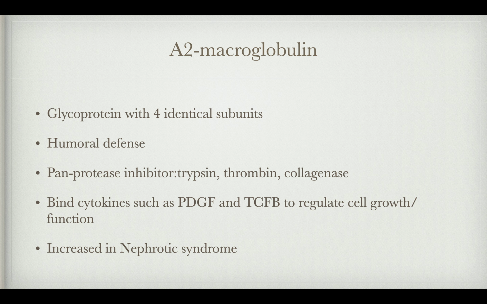So the alpha-2 macroglobulins play a role in the humoral defense. They're a glycoprotein with 4 identical subunits. It's a pan-protease inhibitor. What does that mean? It just inhibits a lot of proteases, such as trypsin, thrombin, and collagenase. It binds the cytokines, such as PDGF and TGF-beta, to regulate cell growth and function. And it's increased in nephrotic syndrome.